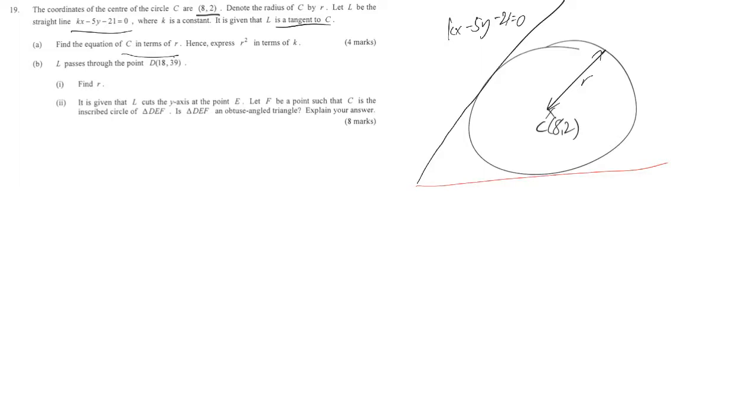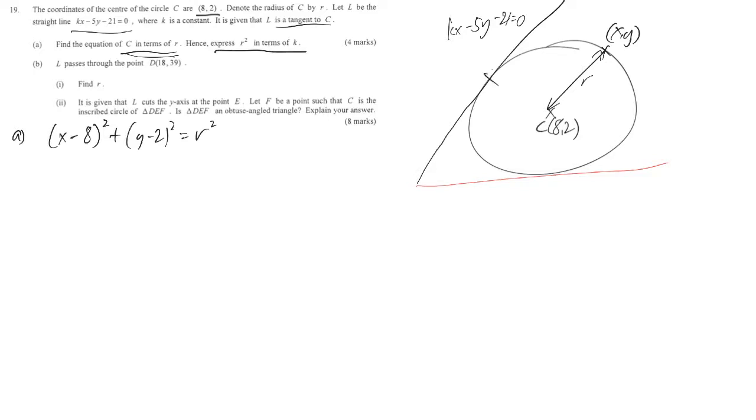In terms of R, this one is quite straightforward. So x minus 8, the distance, any point xy here, the distance between xy and A2 is equal to R squared. Yep, this is part A, the first part already. We already finished half of it. And then we need to express R in terms of K.